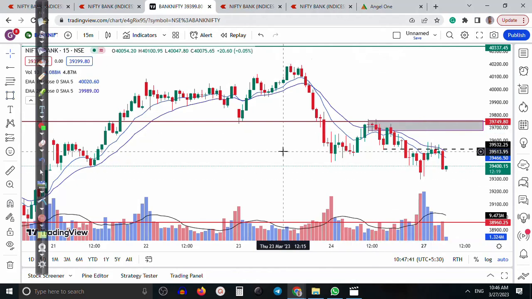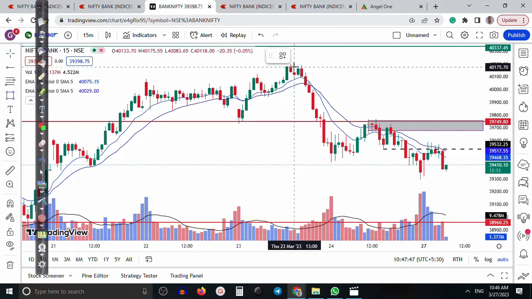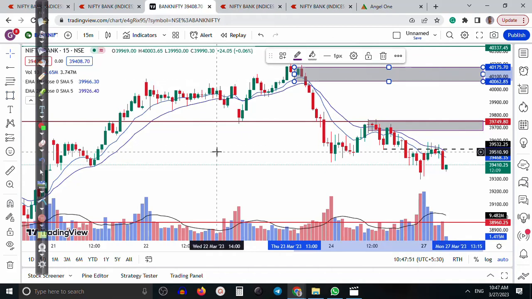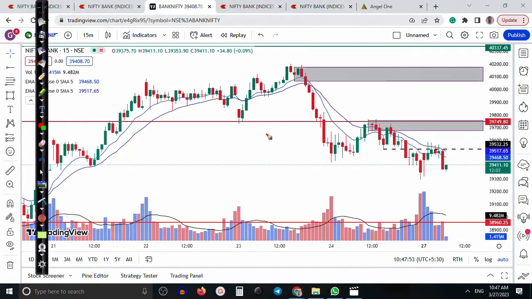Why is this called a supply zone? Let me show you another supply zone on the upper side, somewhere here. So this is the supply zone. If price pulls back to this level, I'll definitely hit my sell order, and we are expecting the price will drop from this area.